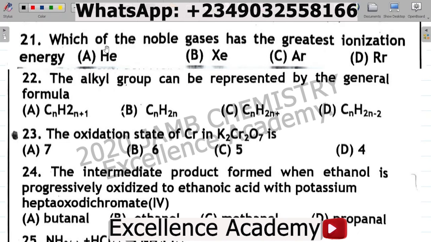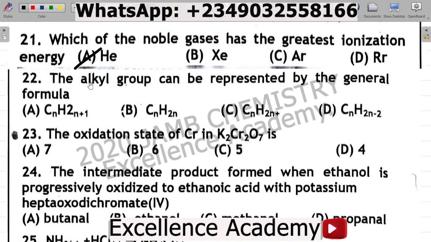Question 21 says, which of the noble gases has the greatest ionization energy? A. Helium. B. Xenon. C. Argon. D. Rhenium. So which of these is the correct answer? For this question, you want to take note that the correct answer is A. Helium. Note that helium is the noble gas with the greatest ionization energy because it is less stable. So A. Helium is the correct answer.